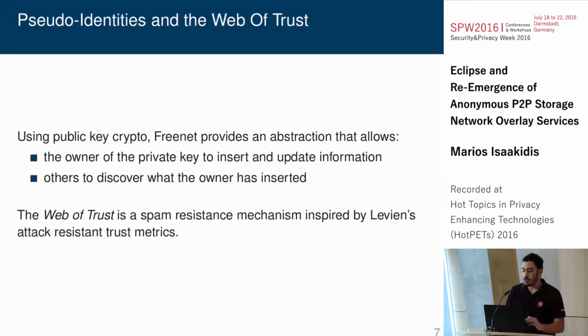Now, if you would like to build a socially aware application, Freenet has you covered. Using public key cryptography, there is a type of abstraction that lets only the owner of the private key insert and update information, and others discover what the owner has inserted. Therefore, for example, we can have services like Zone, which is a Twitter-like service on top of Freenet. And if this sounds like something that can be very easily spammed, it is. Therefore, the Web of Trust safeguard is a spam-resistant mechanism inspired by Raph Levien's attack-resistant trust metrics. We are describing more about that in our paper. I don't have the time to talk about it now, sorry.